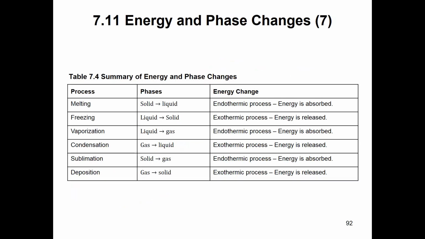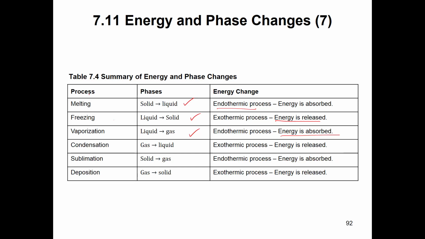All right, so here's our summary. Melting is the process of going from a solid to a liquid, and it is endothermic. We have to add heat. Freezing is a liquid to a solid. It's exothermic. We release heat. Vaporization is a liquid to a gas. It's endothermic. We're absorbing heat.